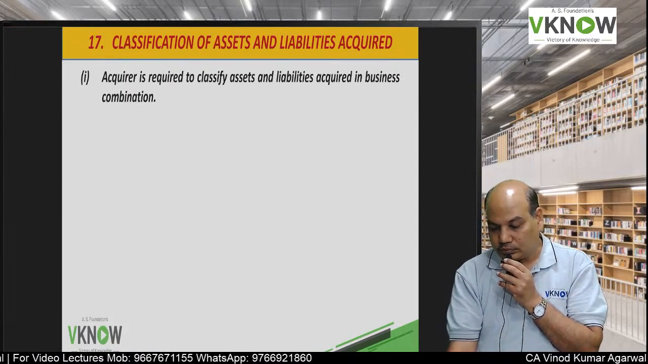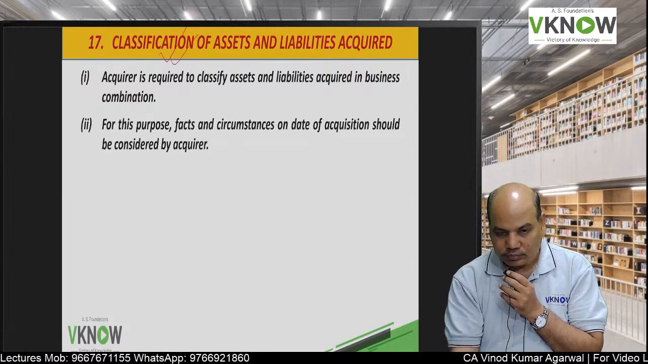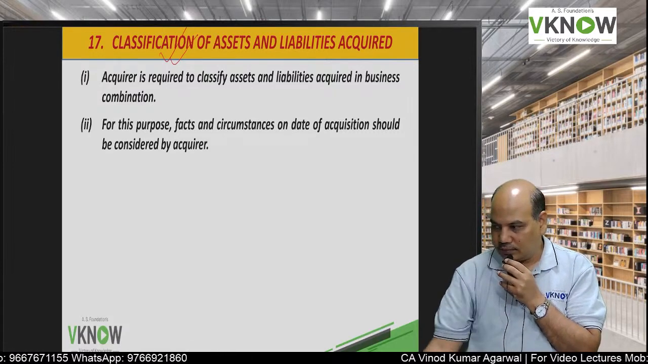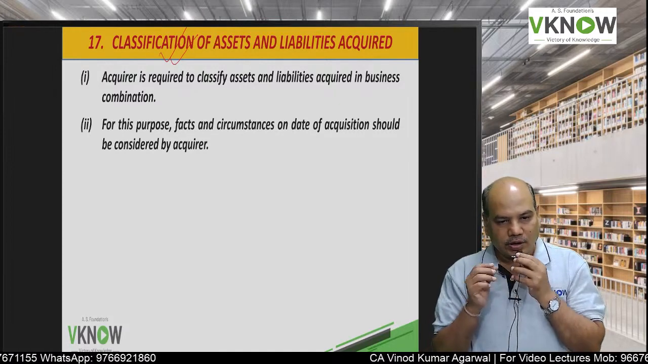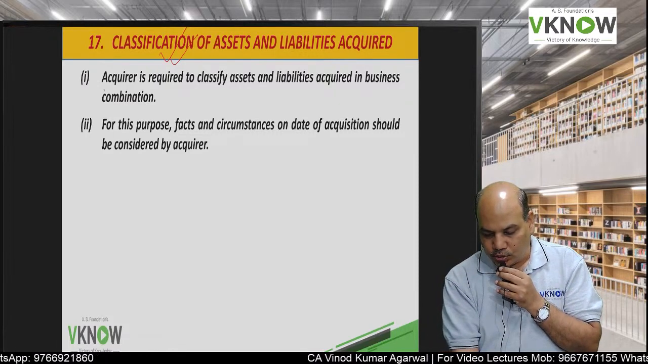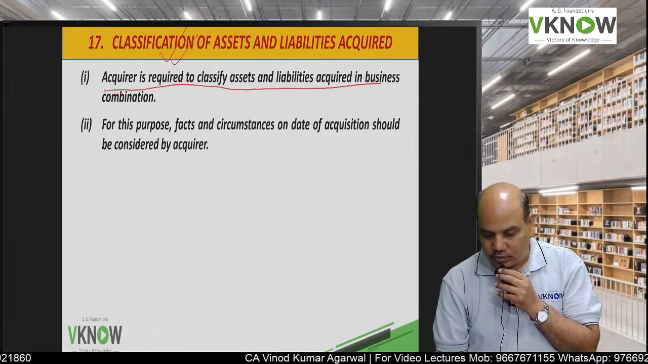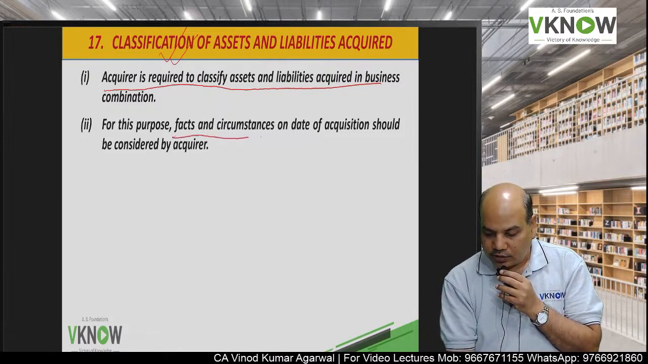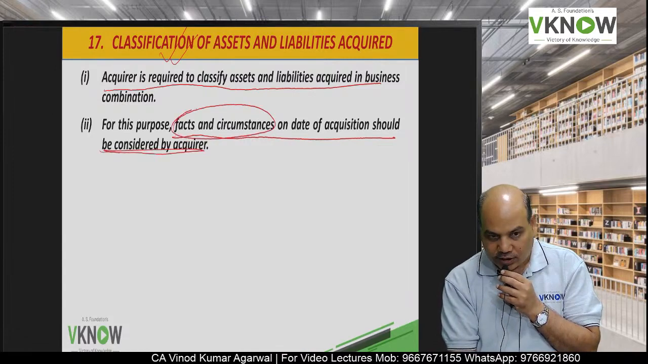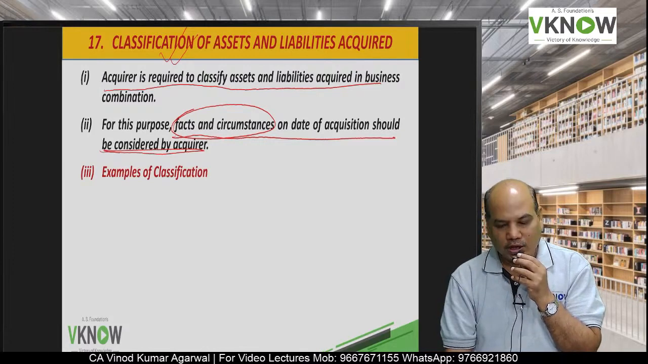Now next is classification of assets and liabilities acquired. Can we change the classification? Is it necessary to follow the same classification? The answer is we can change. Usually the acquirer may follow the same classification, but the classification can change on the date of acquisition depending on facts and circumstances. So the acquirer is free to change the classification.